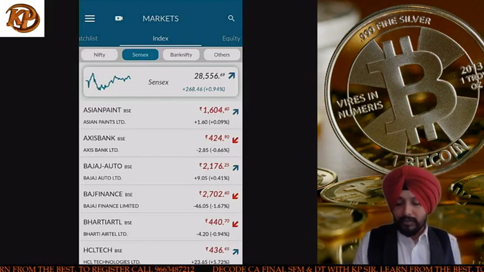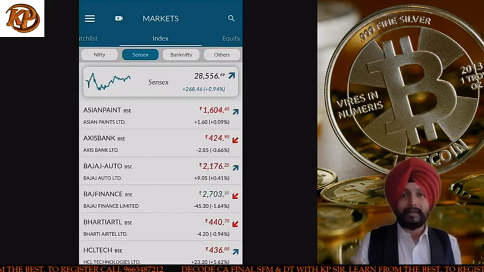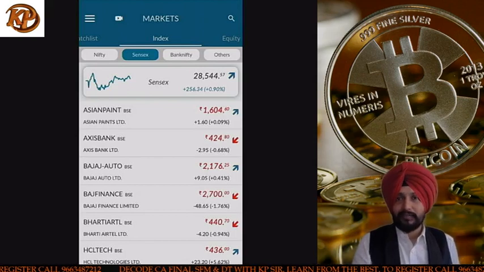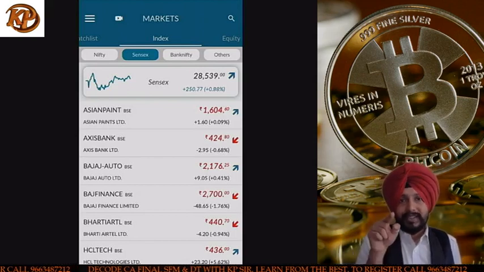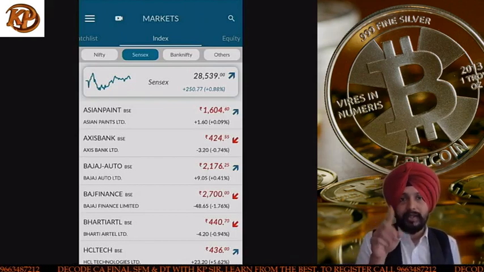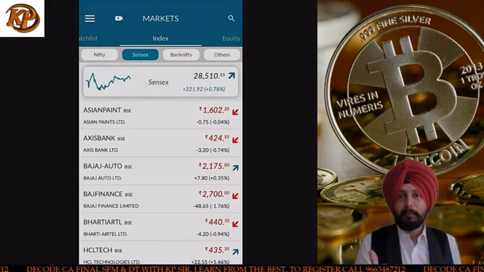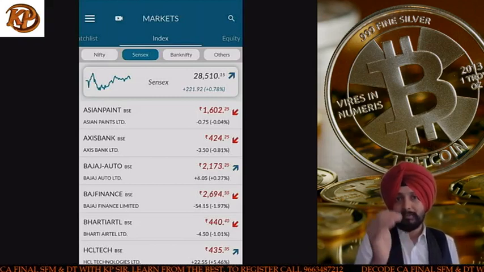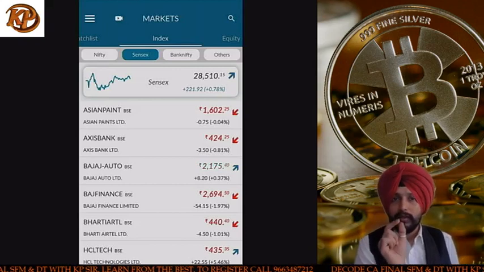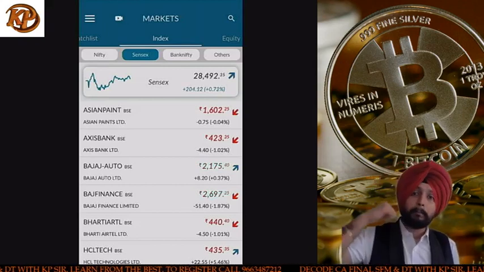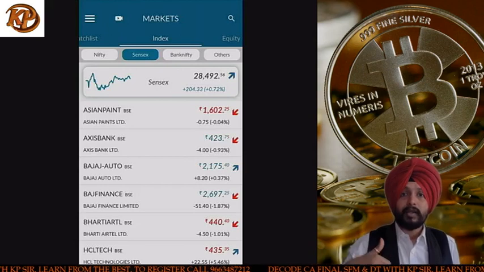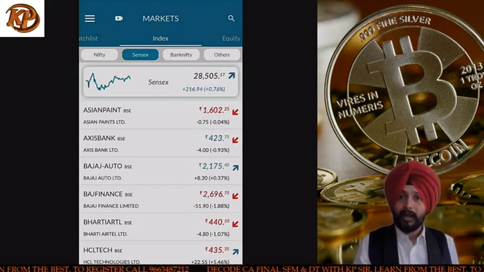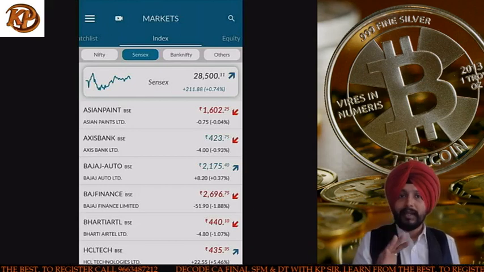One more thing, guys: when Sensex is up, it does not mean that all the stocks in the index will be up. If you look at the list right now in front of you, Axis Bank is showing a red downside arrow. You see that? Which means Axis Bank today is down. Asian Paint is also down now. Now suddenly it has become down. It is only down today by 0.75, which means compared to yesterday's closing, today it is down. Are you getting my point, what I'm saying?